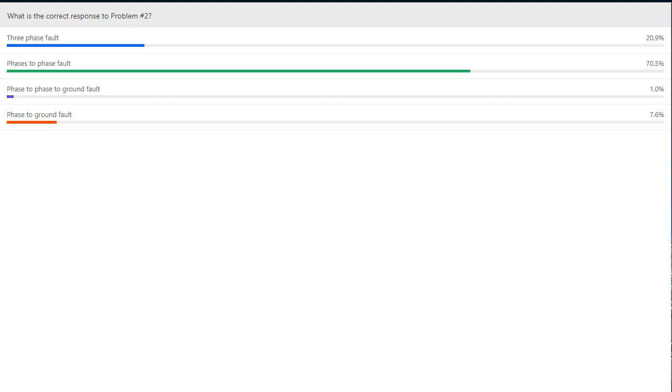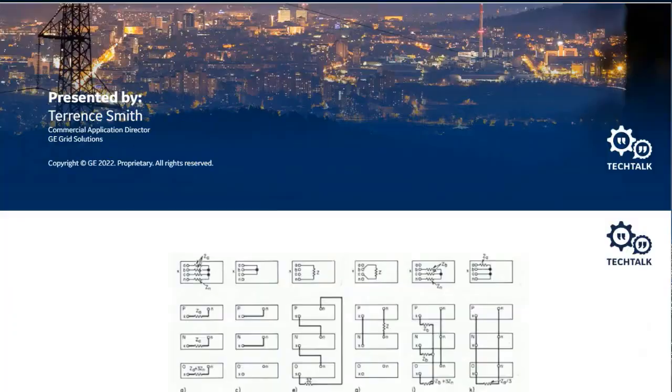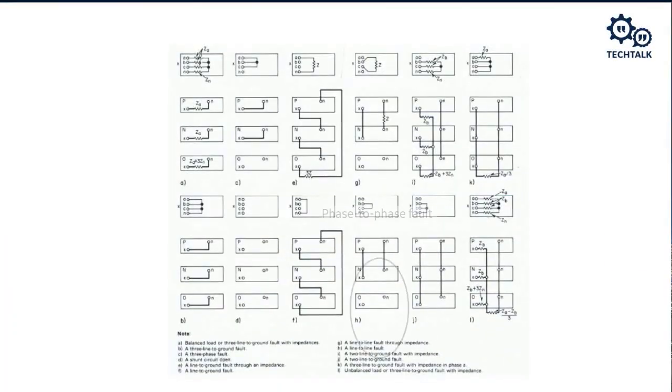Now let's take a look at that. The reason it's a phase-to-phase fault is, for a phase-to-phase fault, the positive sequence network and the negative sequence network are connected together. The zero sequence network is not connected, so we won't see any zero sequence quantities. We'll only see positive sequence and negative sequence quantities, and they should be equal. And because they're connected in parallel like this, they should be equal, but in opposite directions.